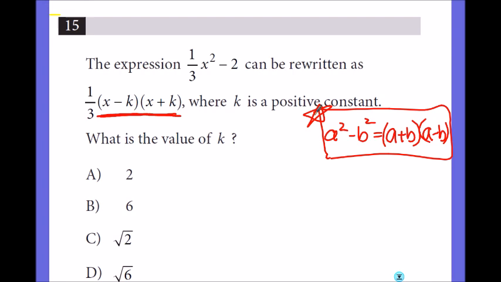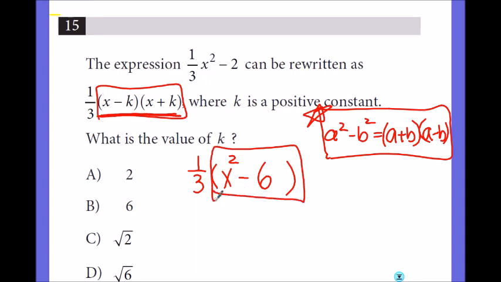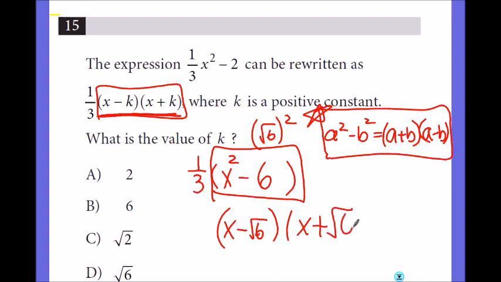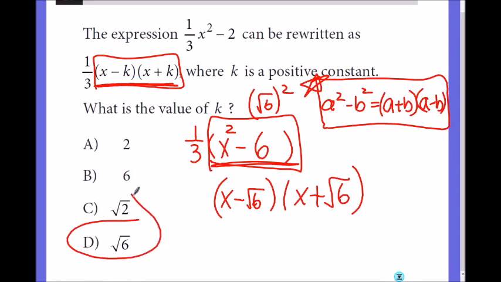So if these are equivalent, if we took out 1/3, so 1/3 of x squared minus what? We just have to figure this out. 1/3 times what makes it -2? Minus 6, right? 1/3 times minus 6 is -2. So it's 1/3 of the difference of squares: x minus square root of 6 times x plus square root of 6, because this is square root of 6 squared. So K is root 6, what you add or subtract.